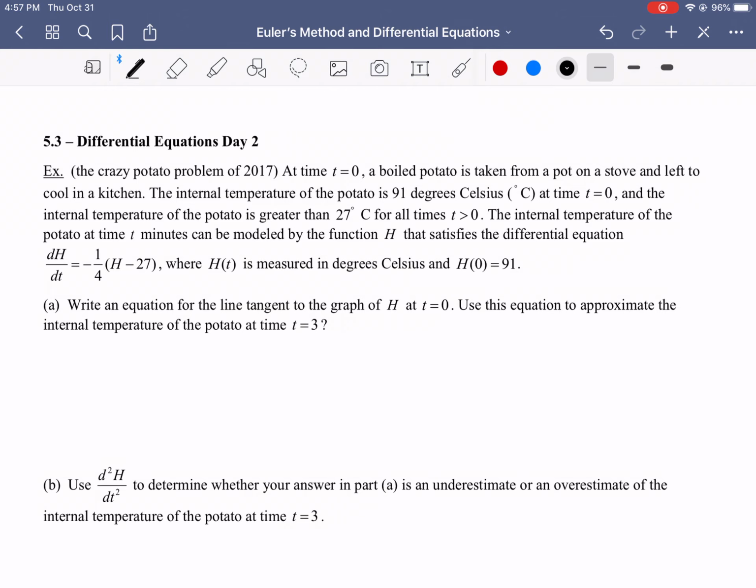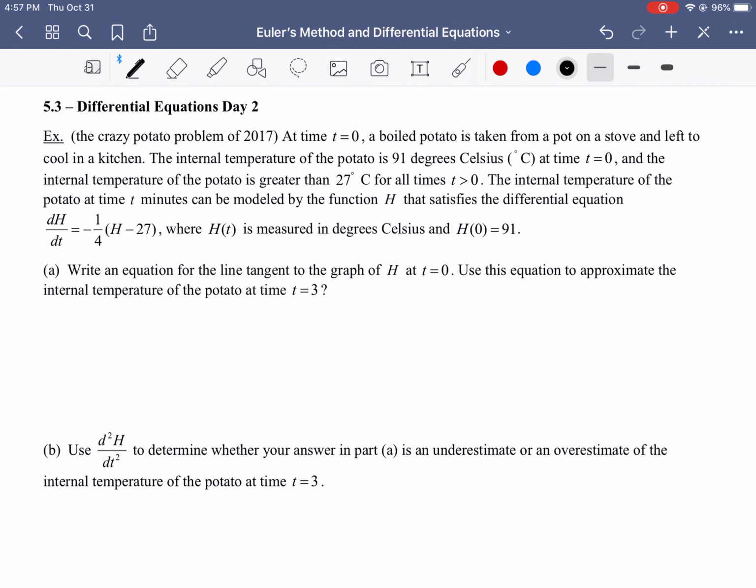So we're going to start off with the crazy potato problem of 2017, and really the reason I call it the crazy potato problem is because you'll notice as we go through this problem, the phrase "the internal temperature of the potato" shows up, I think, about 7 times in this problem. So the wording is really just a lot in this question. You can just see a couple of times here, even in the header of the question, it shows up several times, and it'll actually show up even in the questions themselves.